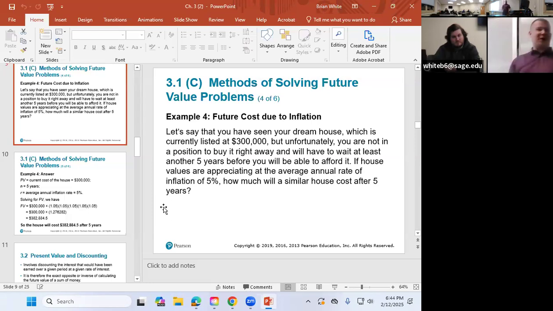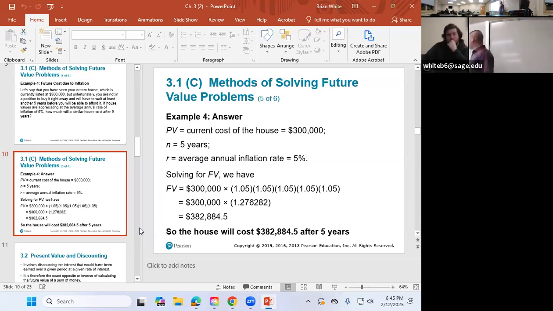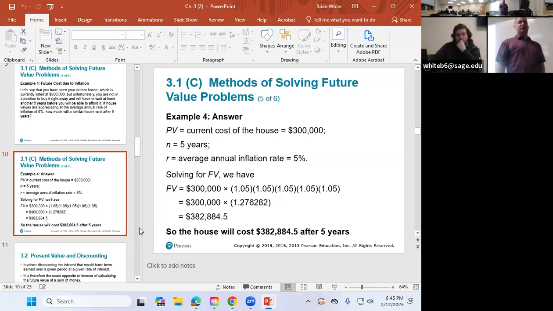So this is future cost due to inflation. We can pull up the answer. Present value, 300,000. Your periods are for rate of return. You're solving for FV, for future value. Cost went up to 382. We're going to discuss that. That's a pretty good cost of that. Oh, you wait 5 years because you listen to your friends. Rates are going to drop in 5 years. You're right, they will. Inflation's going to kick in now.